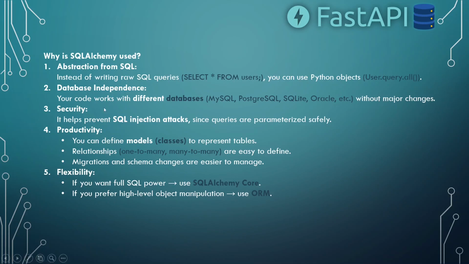Now the third and best feature of SQLAlchemy is security. It protects against SQL injection attacks. This is a very important feature. Now you have the flexibility to write a raw query or a Python object based query. For a Python object based query, you will create one model class and perform some operations that we will see in upcoming videos.